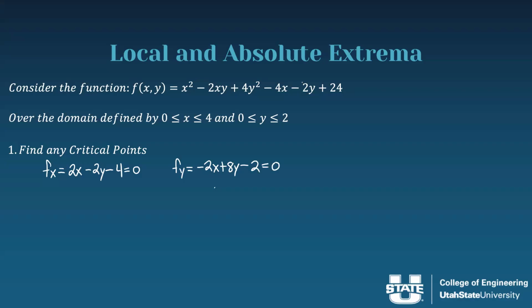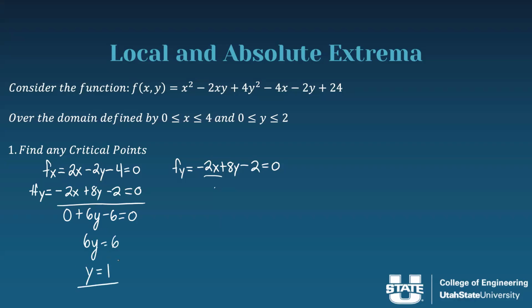We can solve this using elimination, substitution, whatever you want. Since I have a 2x and a minus 2x right there, I'm going to add them and do elimination. So f sub x plus f sub y is equal to 6y minus 6 equals 0. When we add both sides, the 2x and the minus 2x cancel. We have a 6y left over and a minus 6 equals 0. So 6y equals 6, therefore y equals 1.